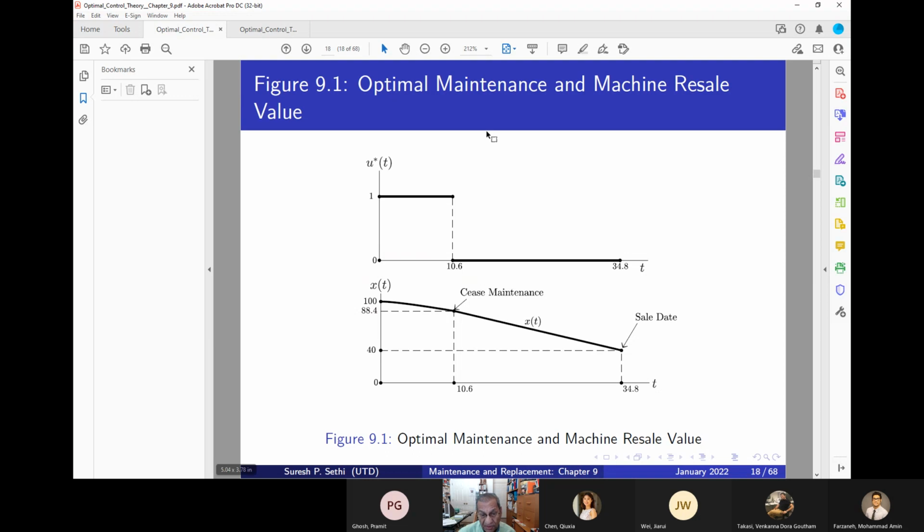So the optimal solution now consists of maintenance expense here, and you get some money when you sell it at the sale date, and we had all of that in the problem formulation.